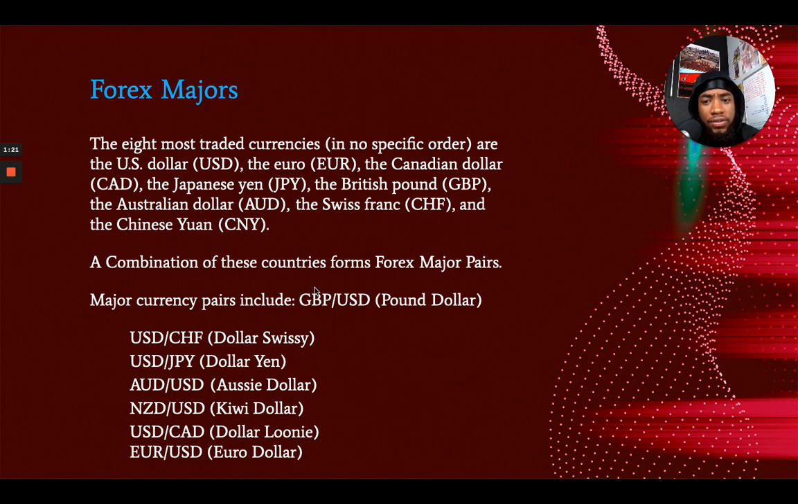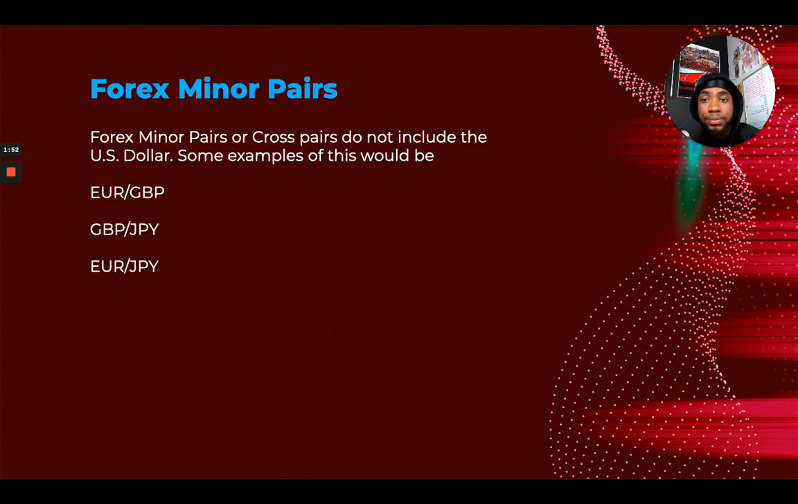So a combination of these countries form the Forex major pairs, and these major pairs include GBP USD. I'll just call it GU, right? So GU, USD CHF, which is the dollar Swissy, USD JPY, which is the dollar yen, AUD USD, which is the Aussie dollar, NZD USD, which is Kiwi dollar, USD CAD, which is the dollar and the loonie, and Euro USD, which is the euro and the dollar.